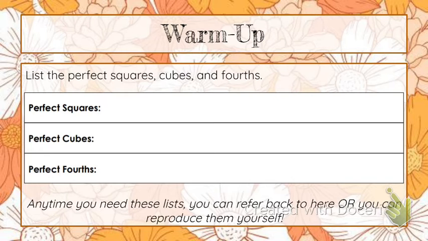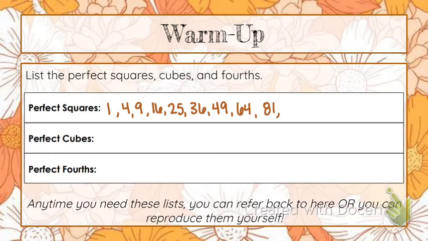So to find those, what we do is the first perfect square is 1 because 1 squared is 1. Then 2 squared is 4. 3 squared is 9. 4 squared is 16. 5 squared is 25. 6 squared is 36, 7 squared is 49, 8 squared is 64, 9 squared is 81, and 10 squared is 100. For now, we're just going to do the first 10 of each.